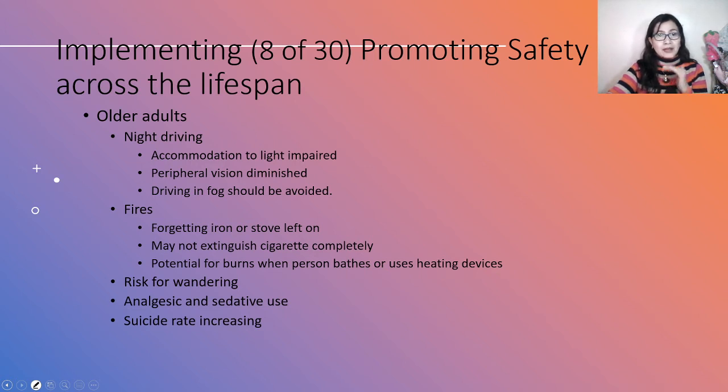Another concern is individuals who are at risk for wandering. What else? They might be predisposed to automobile crashes or other accidents, and to taking or using analgesics and sedatives. In some instances where they get depressed and feel alone, they commit suicide. So again, provide health teaching about prevention of this.